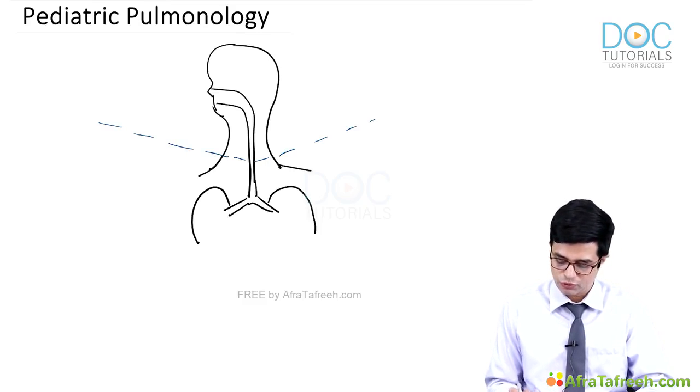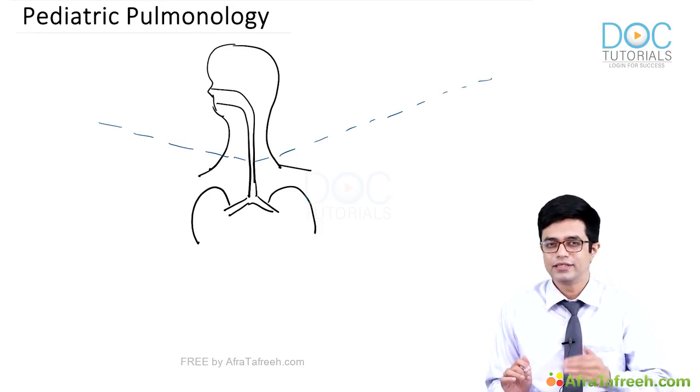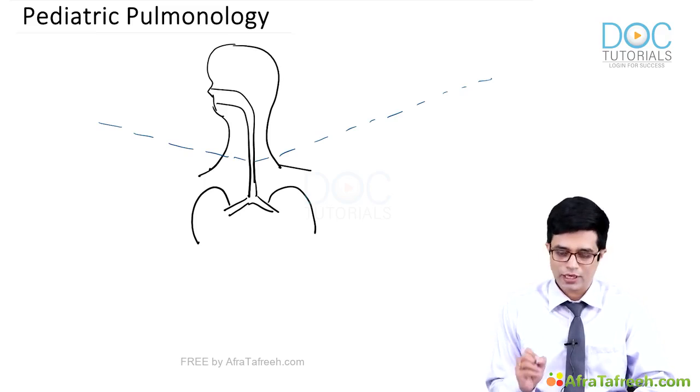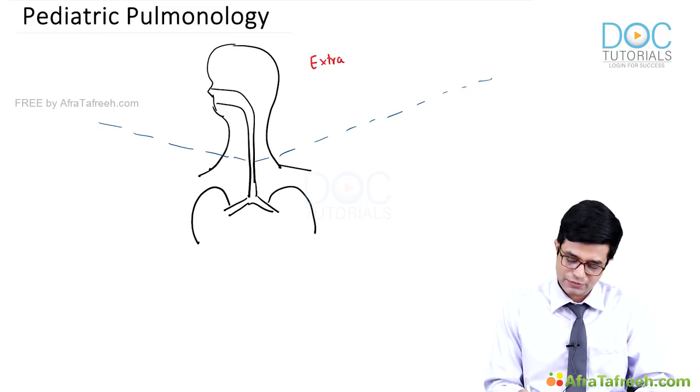The first zone is the one which is outside the thoracic cavity, that is, the part of the respiratory tract in the head and neck region, starting from the external nares till it enters into the thorax. That whole part is labeled as extrapulmonary, extrathoracic, outside the lungs, outside the thorax.